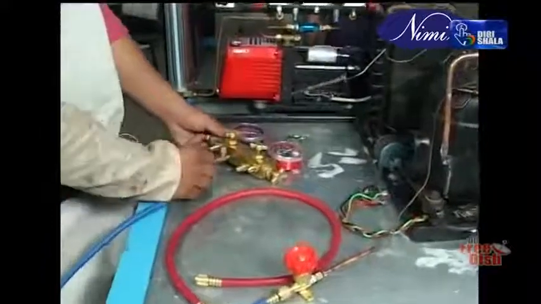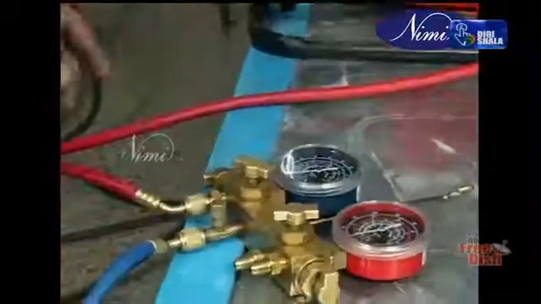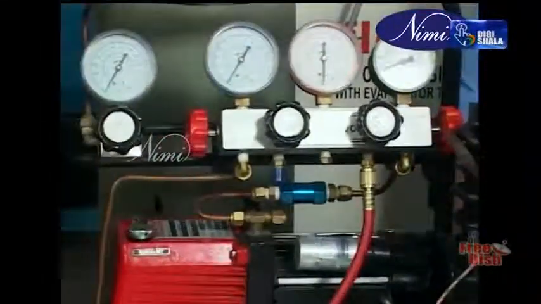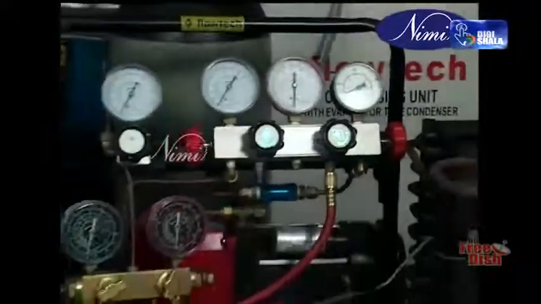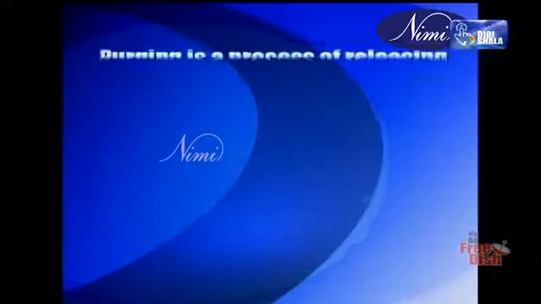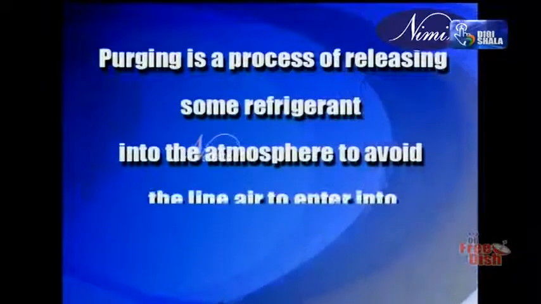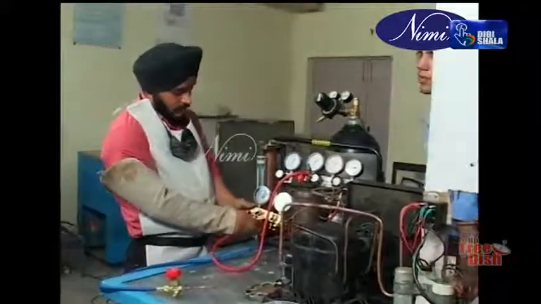Evacuation. Now on one port of the gauge manifold, the LP gauge, install a rubber charging line and connect it with the hand shut-off valve that is fixed on the compressor process tube, that is, the charging line. To avoid the purging action of charging lines at the time of refrigerant charging, we can take a precaution step here. Purging is a process of releasing some refrigerant into the atmosphere to avoid the line air entering the system. But it is a malpractice.